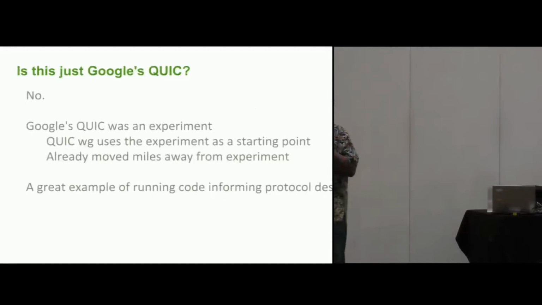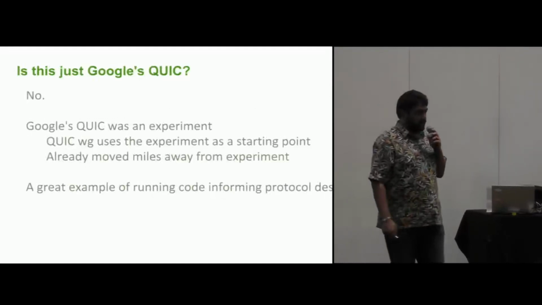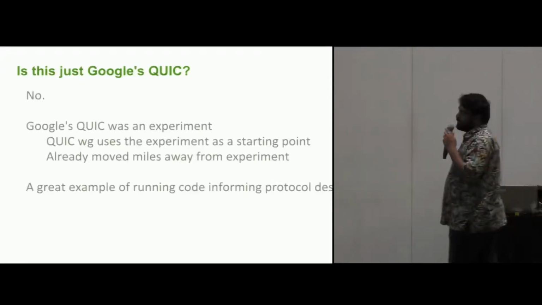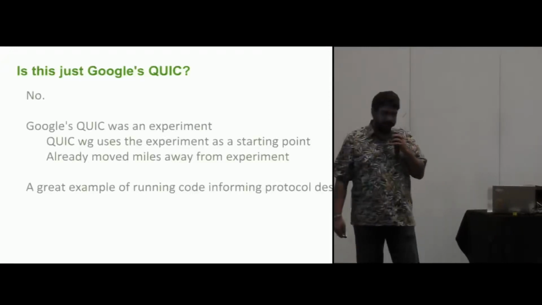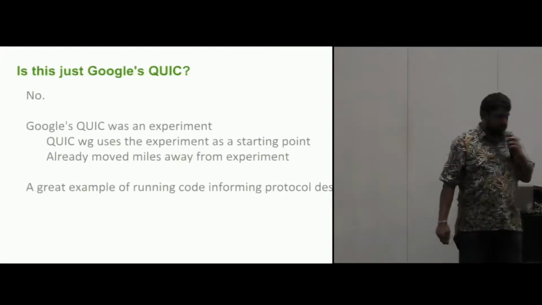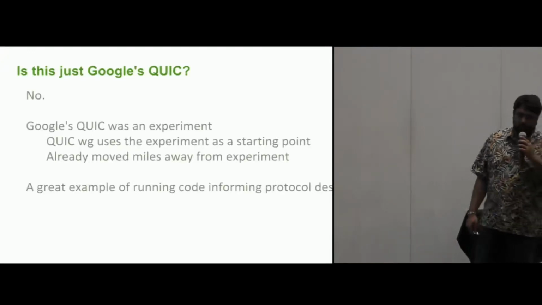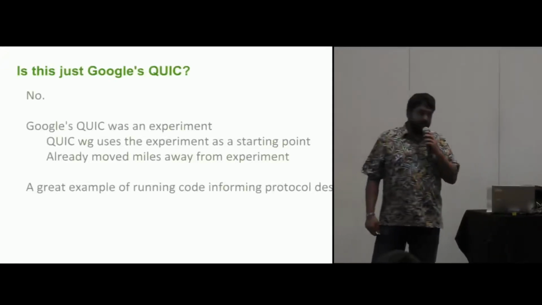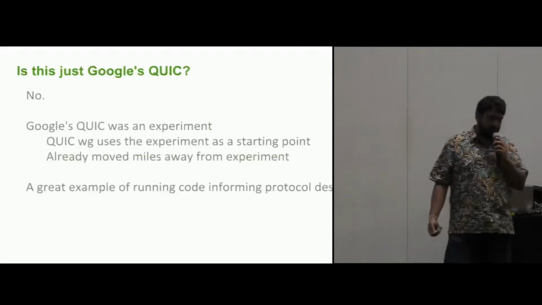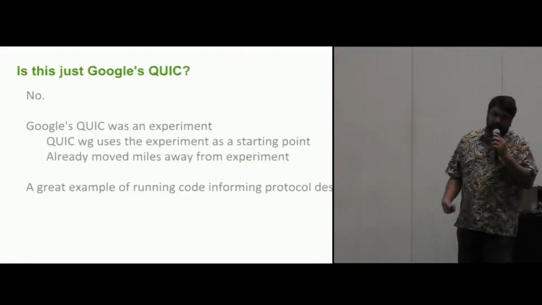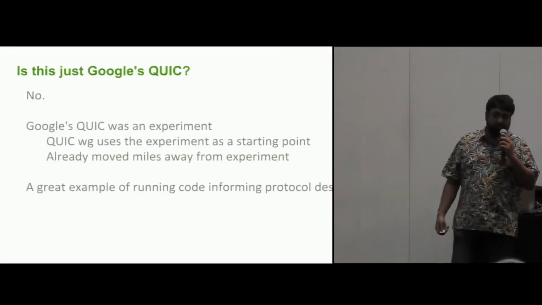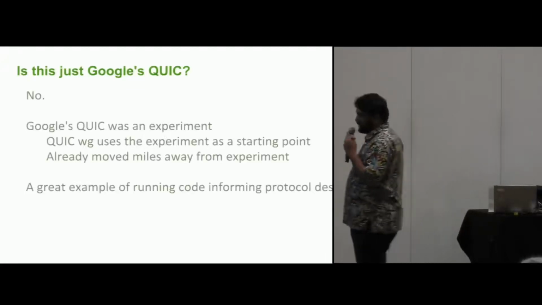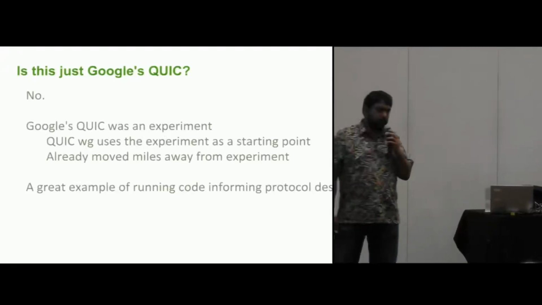So is this just Google's QUIC? No, it's not. I want to be very clear that Google's QUIC was the experimental protocol, and the QUIC working group used the experiment as a starting point. All the work that's going on is fairly fundamental to how QUIC works and how we think of QUIC. And the current IETF spec is at 0.02 right now, but it's already miles away from where we started 5 months ago. The whole process was a fantastic example of running code informing protocol design.